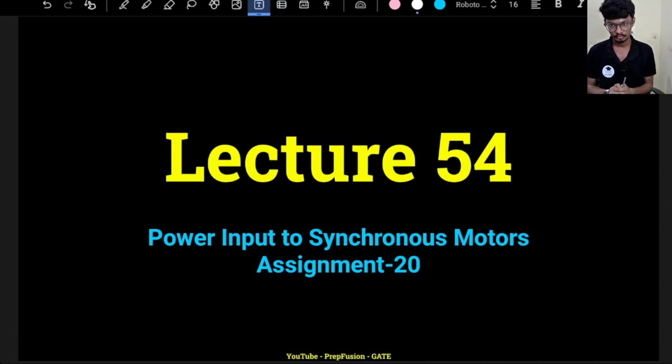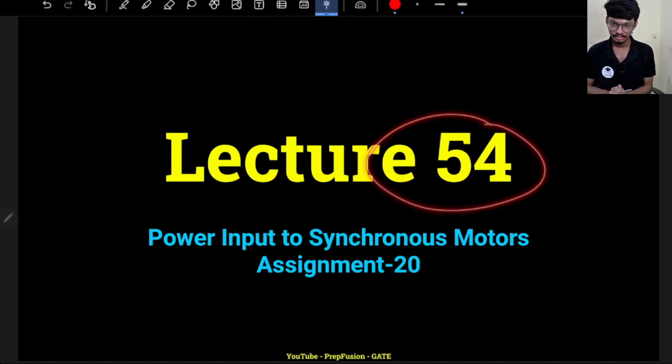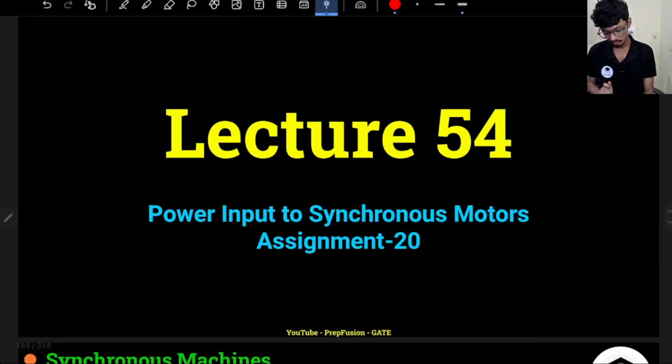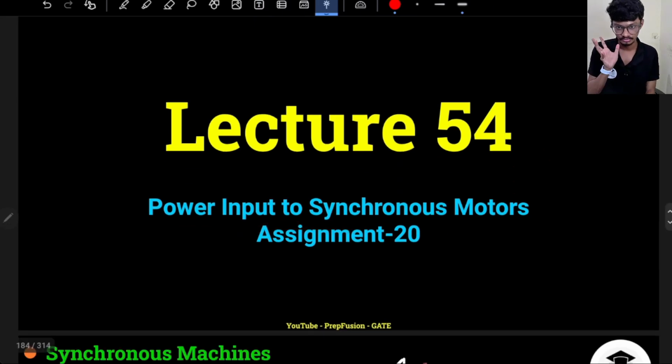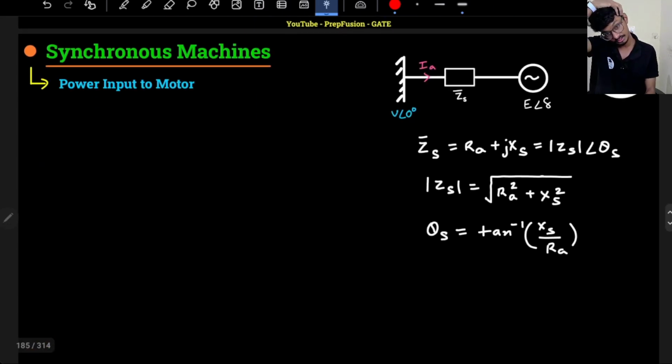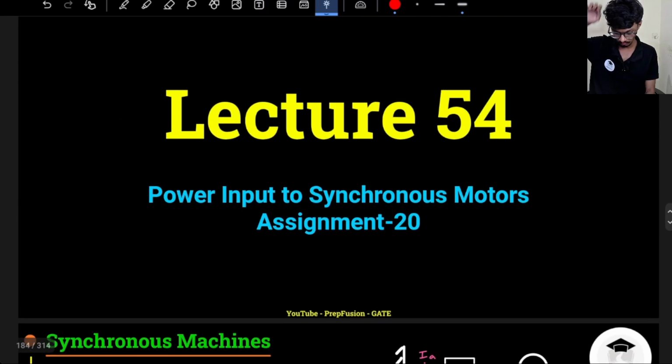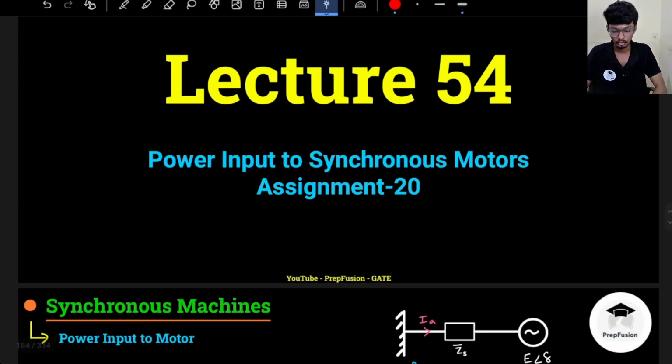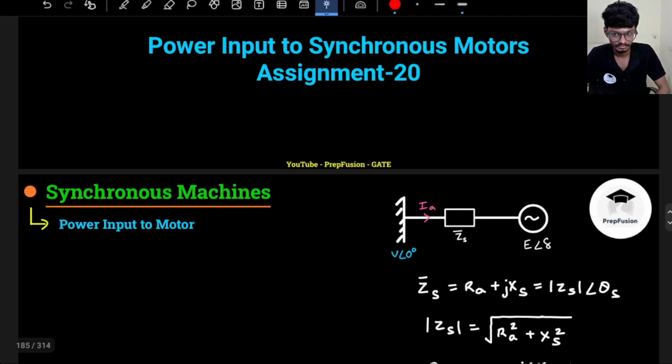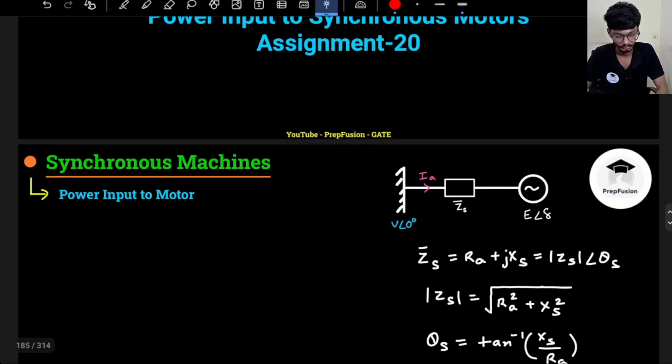I'm Anish and today we will start with lecture 54 of our electrical machines subject. Today we will discuss the power input of a synchronous motor. Previously we discussed the power input to a synchronous generator. Today we will discuss the power input to synchronous motors, and assignment 20 as well. Many questions we will solve.